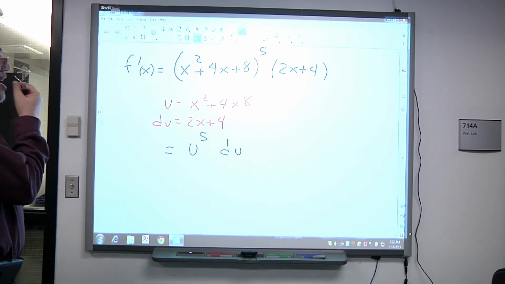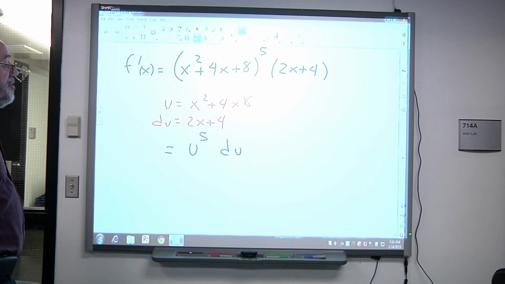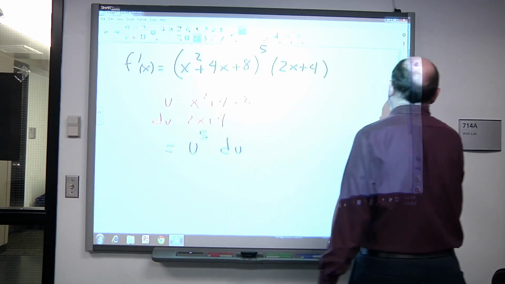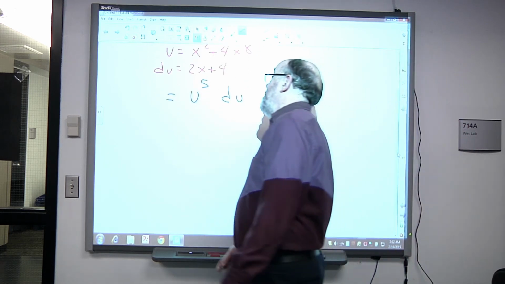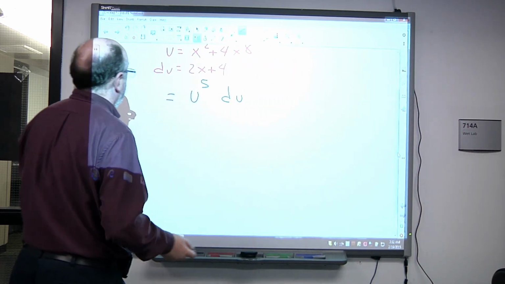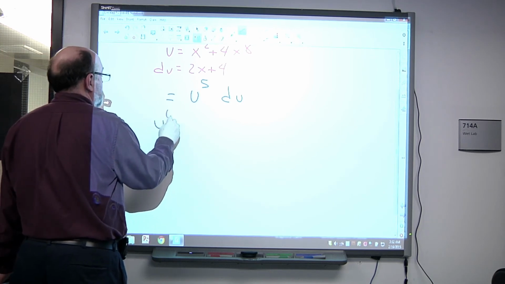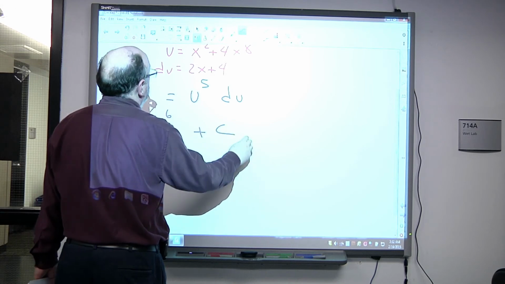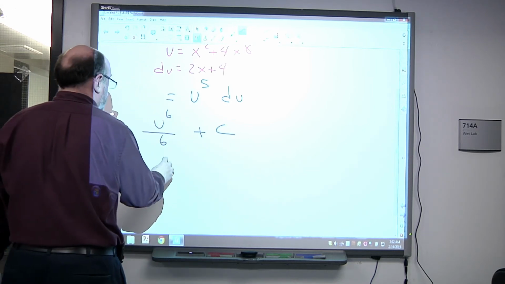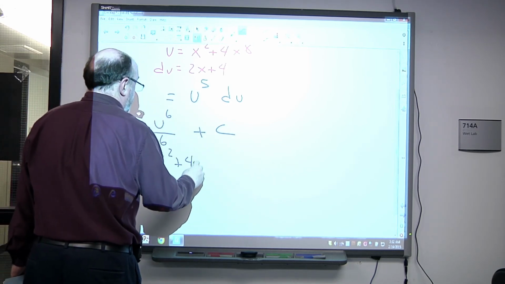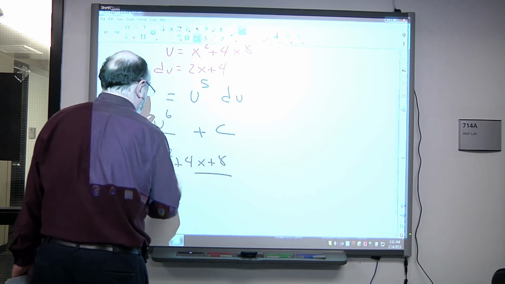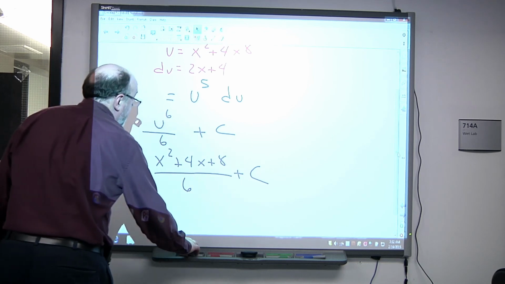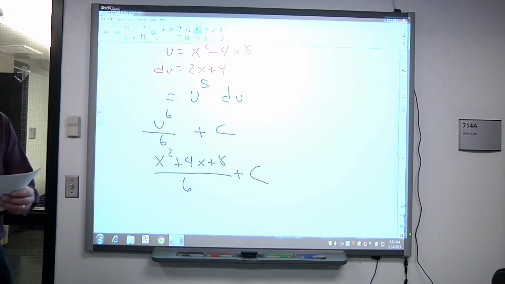And so we can integrate this, antiderivative this. Right? So the antiderivative of u to the 5th, we get u to the 6th over 6 plus c. And then the last step would be to substitute: x squared plus 4x plus 8, all to the 6th, over 6, plus c. And we'll be done. And that will conclude this lesson.